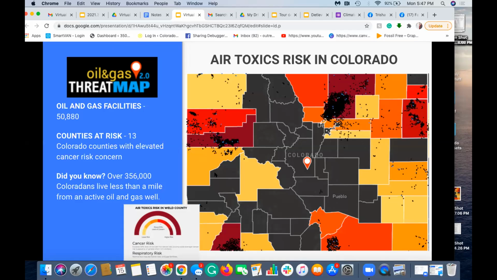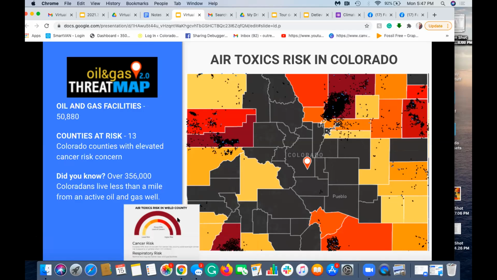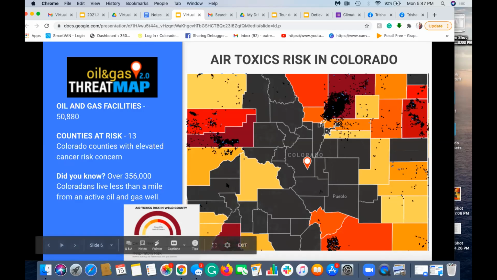This map from the Oil and Gas Threat Map, which is a resource that I'll share with everybody after the call as well, really highlights where the fracking is happening in Colorado right now. All of these black dots are fracking wells. Because of this, there are 13 Colorado counties with an elevated cancer risk concern and over 356,000 Coloradans that live less than a mile from an active oil and gas well at this moment. You can see here at the bottom, the map indicates where there are significant air toxic risks, and we have multiple Colorado counties that are at the highest level of air toxic risk from this oil and gas infrastructure.